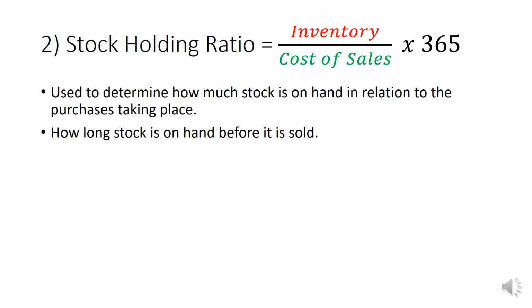When we look at our second ratio, the stock holding ratio, we are looking at how long stock is on hand in relation to purchases taking place, or how long before it is sold. So if you are working for a fish company, you would want your stock to change quite quickly and to be sold on a regular basis because you don't want it to rot. If you have furniture or equipment that can stand in your storehouse a little bit longer, then you can look at a lower stock holding ratio. When it is fresh produce, you want a higher stock turnover ratio or stock holding ratio.